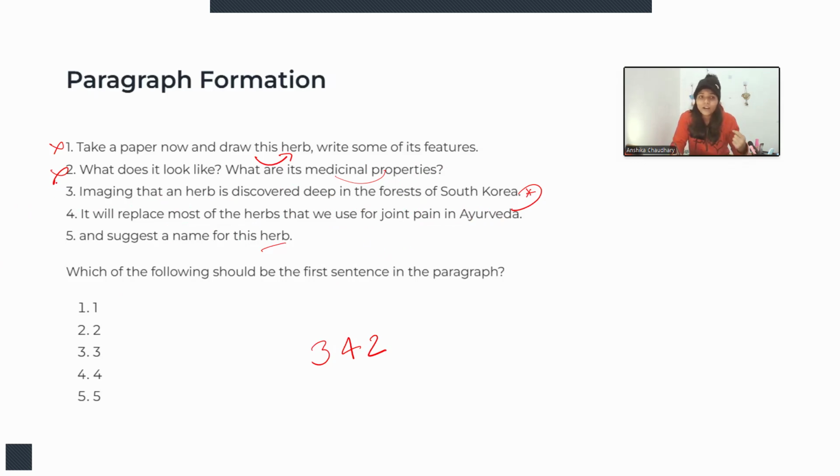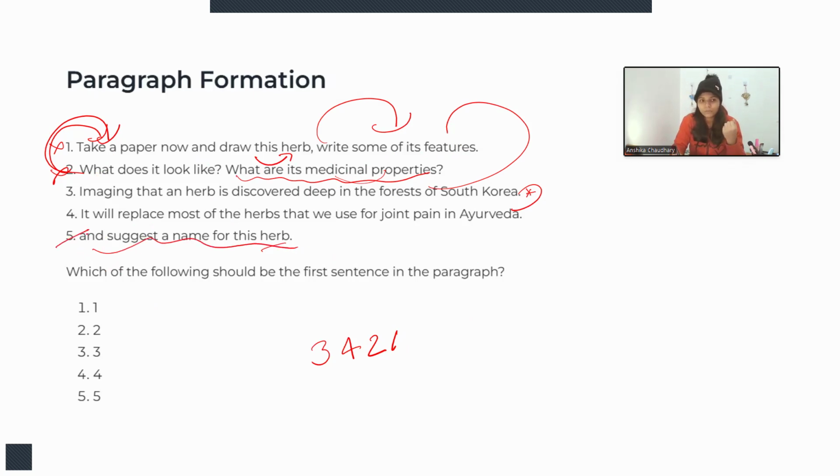Now, for that, we will take a paper and draw this herb and write some of its features. Why some of its features? Because to give the answer of this, what are its medical properties, that means what are these features, right? So first of all, we have asked a question, then we are answering that question, that take a paper and draw this herb, like what does it look like, that means draw the structure of this herb, and what are the medical properties, that means some features of that herb, right? Then features and suggest a name for this herb. So it would be the fifth statement. So this will be the complete paragraph.